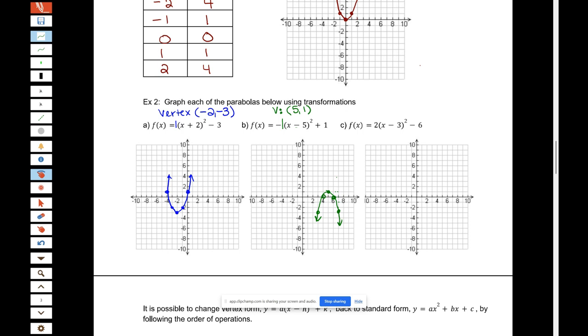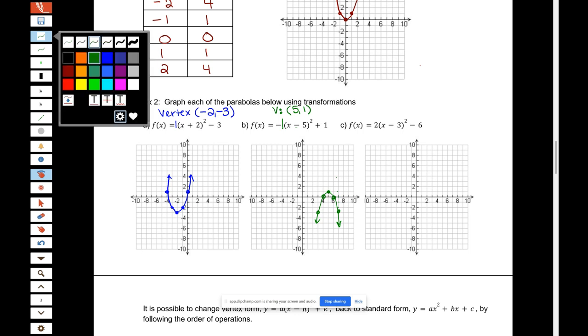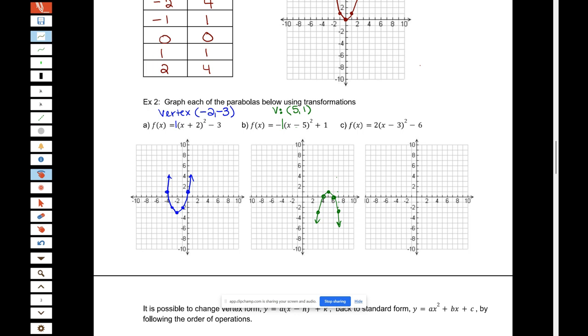So when the parabolas aren't terribly complicated, we can graph them without a lot of effort. All right, this last one. We have an A value of 2, which means everything's being stretched vertically by a factor of 2 from the x-axis. And our vertex is (3, -6). Okay, (3, -6) is right here.